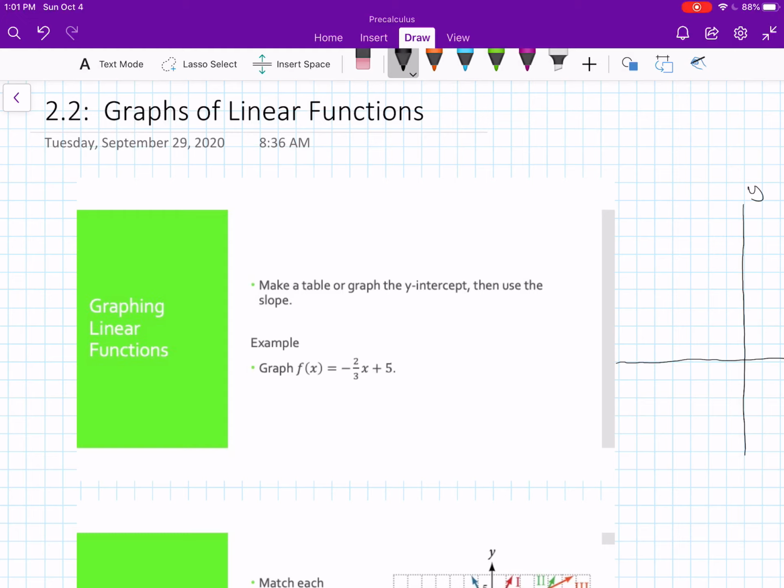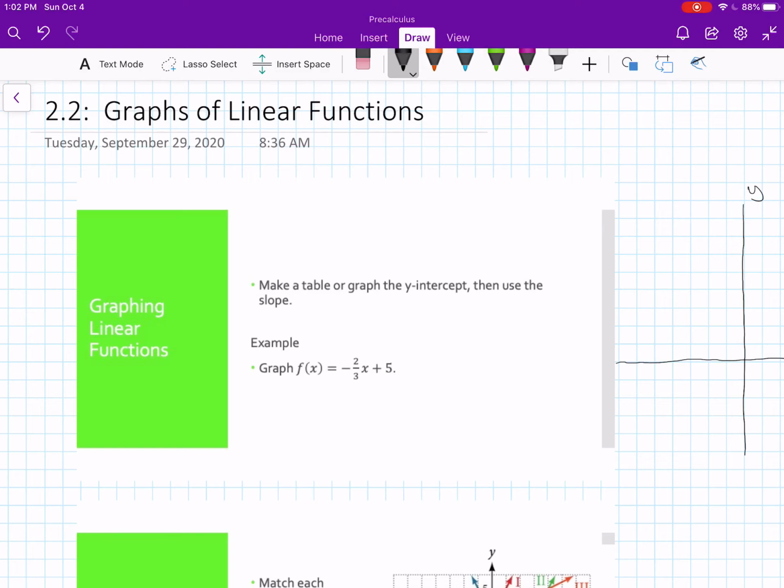This is section 2.2, graphs of linear functions. This is going to be a review of Algebra 1. To graph linear functions, you can either make a table, or you can graph the y-intercept and use the slope. I prefer to graph the y-intercept and then use the slope, especially when given in slope-intercept form.